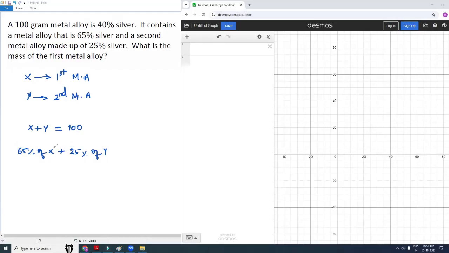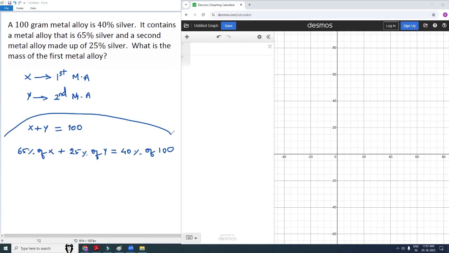Now let me add the amount of silver in the first metal alloy and the amount of silver in the second metal alloy. It must be equal to the amount of silver in the given metal alloy, 100 grams. So to calculate the amount of silver in the given metal alloy with the mass of 100 grams, we have to calculate 40% of this 100. Let me write over here 40% of 100.